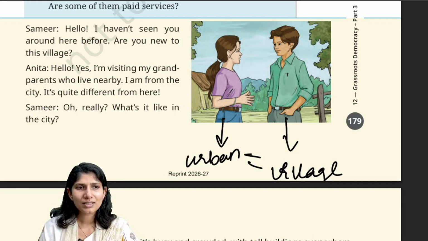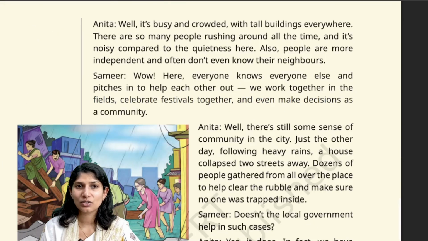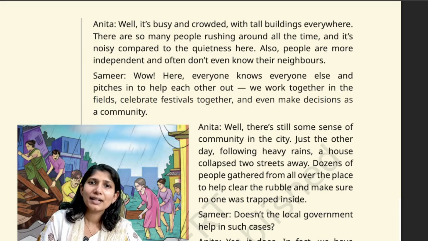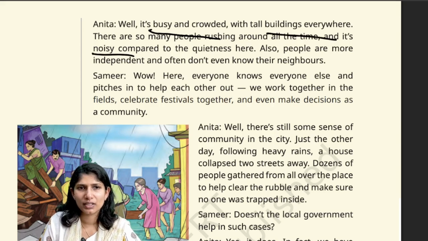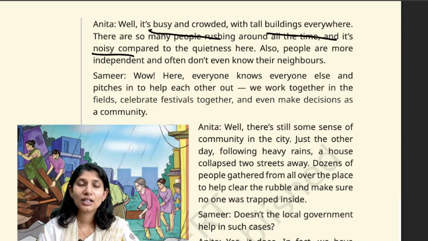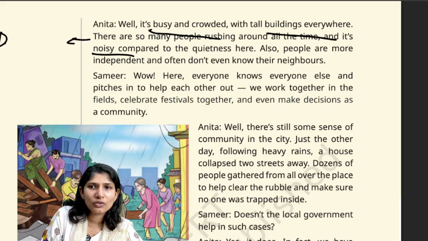Anita starts out by describing the city. Like we discussed, it has a different kind of atmosphere, in the sense that a large number of people live in small places and compete for limited resources. The city is busy, crowded, with tall buildings everywhere, people are always rushing, and it is always noisy compared to the quietness of rural areas. Because of this, your neighbors may not even know each other. So this shows the difference of life in urban and rural setups.